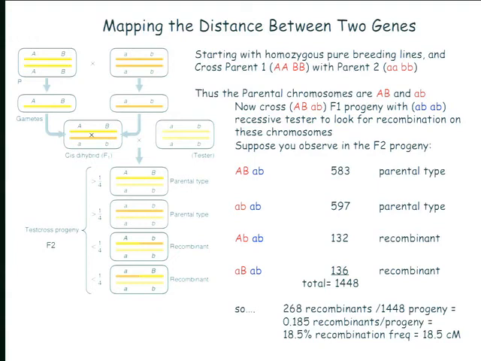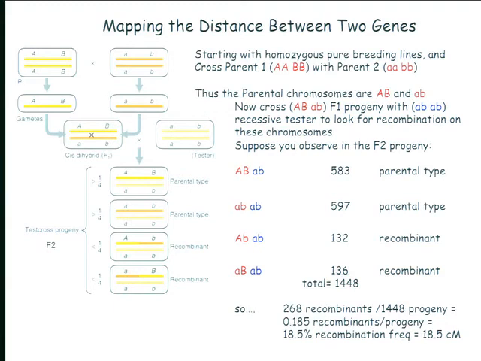So the first thing to do is simply to note the number of each of these allelic combinations and add them all up to get the total number of progeny. Okay, that's the bottom part of your probability calculation. The top part of your probability calculation is the recombinant numbers. In this case, it's 132 plus 136. The total there is 268.